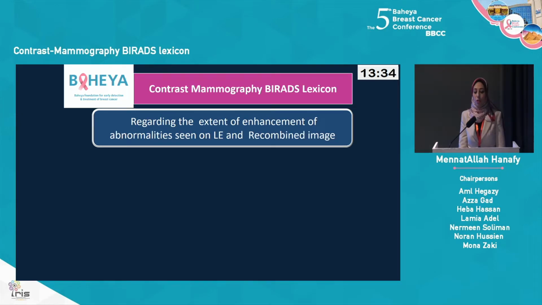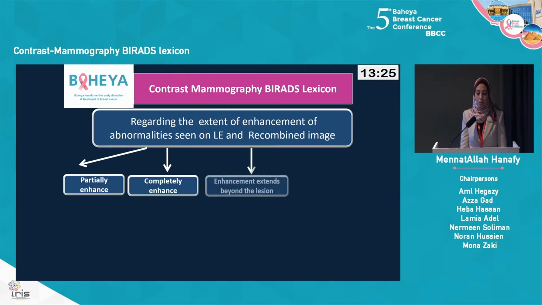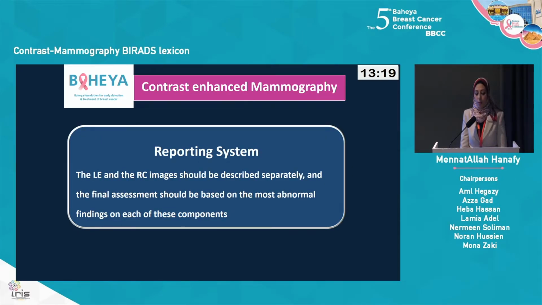Regarding the extent of enhancement of abnormalities on low energy and recombined images, it may be partially enhanced, completely enhanced, enhancement may extend beyond the lesion, or no enhancement. Reporting system: the low energy and recombined images should be described separately, and the final assessment should be based on the most abnormal findings on each of these components.